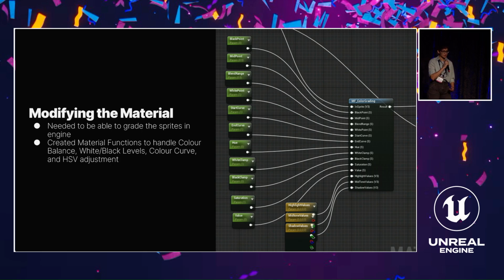And we were able to create material functions controlled by material parameters to modify the color balance, the white-black levels, the curves adjustment, and HSV adjustment of the sprite material. A few weeks after making these material functions, an Unreal plugin dropped that did exactly the same thing, which is fine.